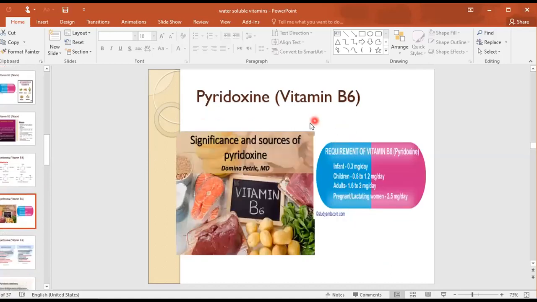The daily requirement of vitamin B6 is about 2 milligram per day, and we need to increase this dose for pregnant and lactating females.